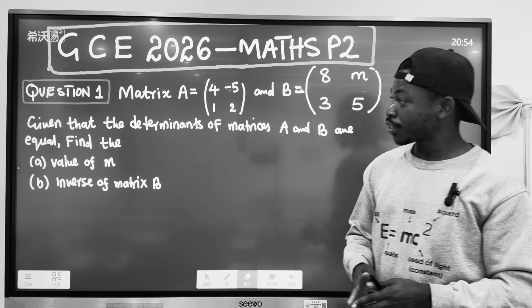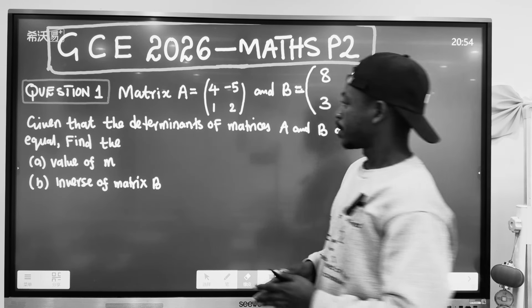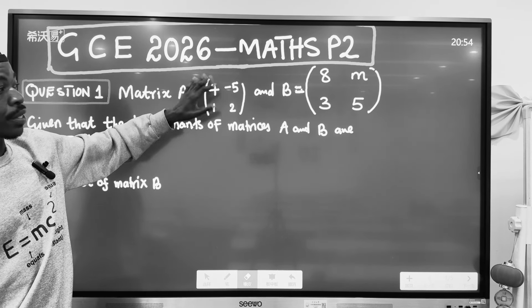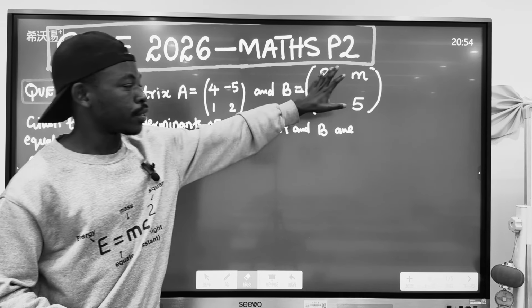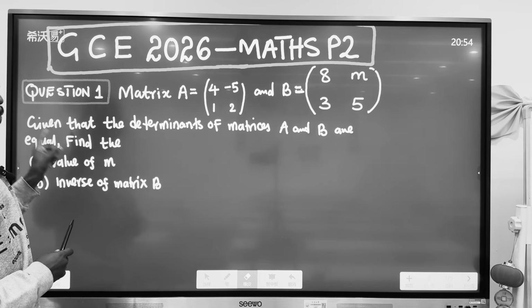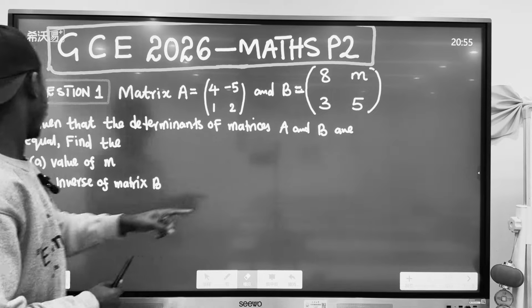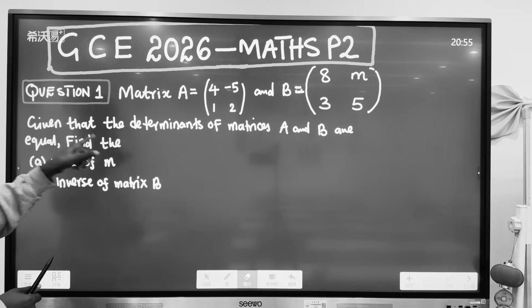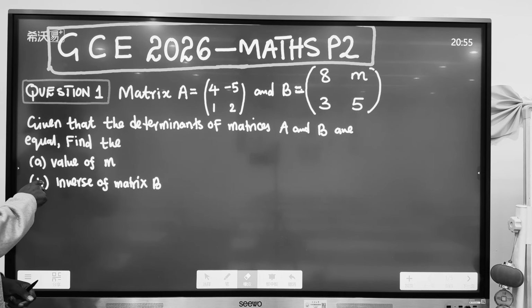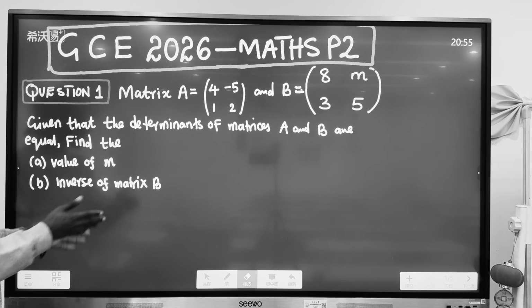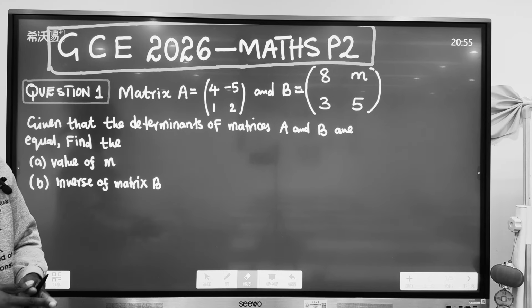Okay, so the first question says, matrix A is equal to, this is matrix A, and matrix B is equal to that. Given that the determinants of matrices A and B are equal, part A says find the value of M, part B says find the inverse of matrix B.